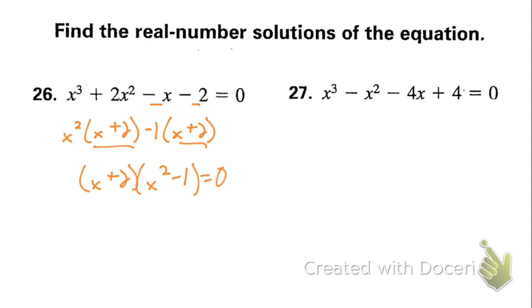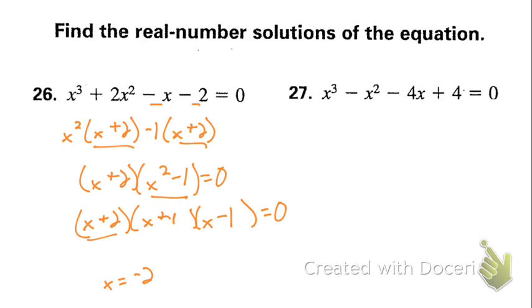So now I'm going to factor this. This is going to be x plus 1 and x minus 1. It's a difference of two squares. So we get 3 zeros. X equals negative 2 from here, and plus or minus 1 from those two.